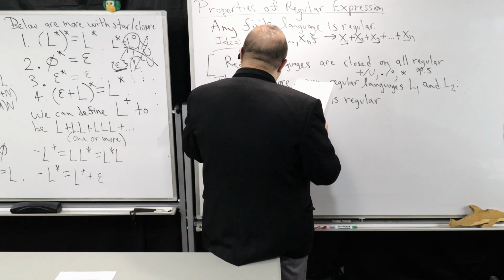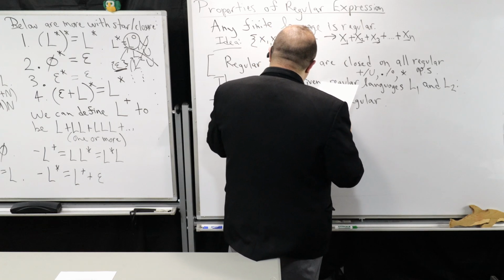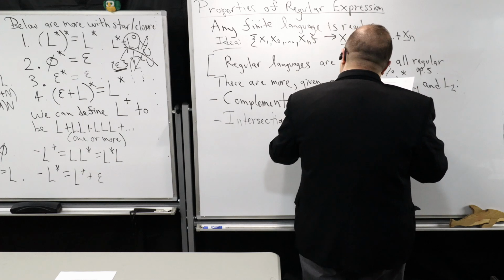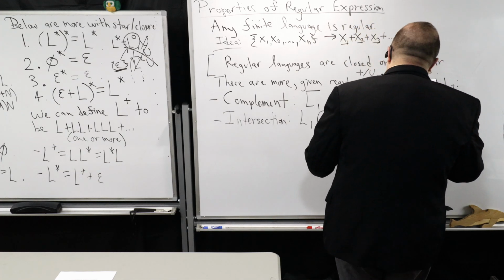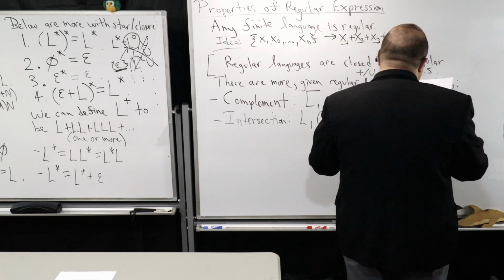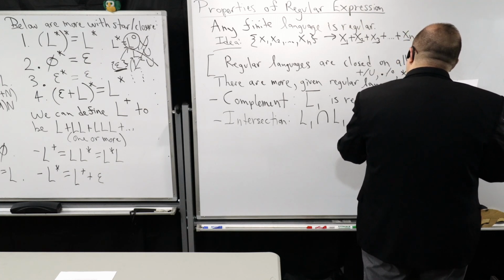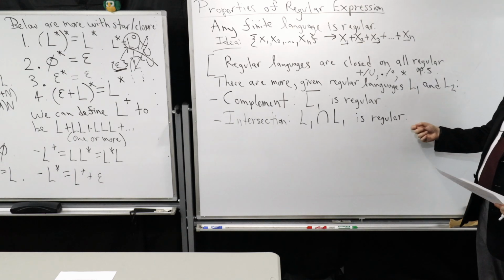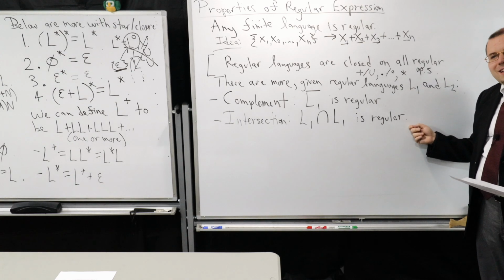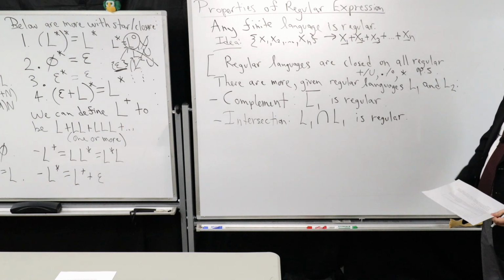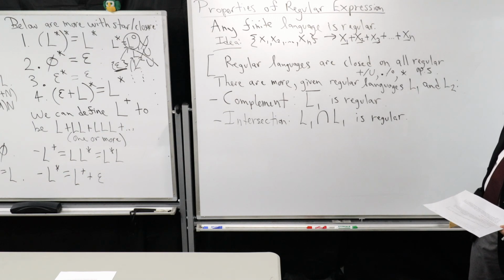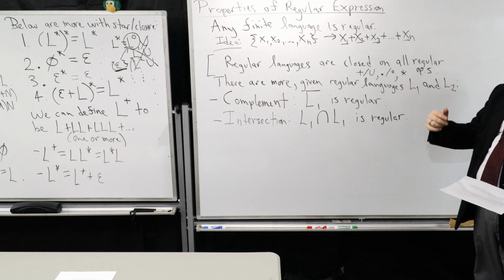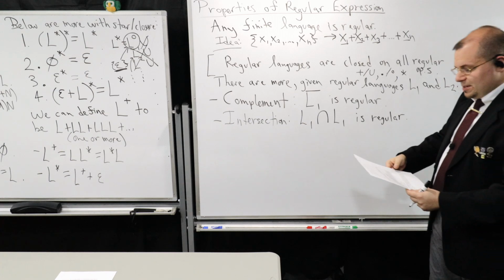Intersection, this one's also another one I mentioned for the grad students, but I didn't require you to prove it or anything. So if I give you intersection, if L1 intersect L2, this is regular. And if you want to prove this, use De Morgan's law. So if you remember De Morgan's law from set theory, you use it to prove this, because you already know that union is closed, right? And you also know that complement is closed. You can rewrite intersections in terms of unions and complements. I'll have the proof in the notes.